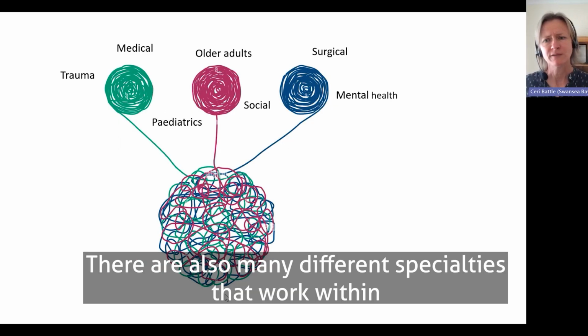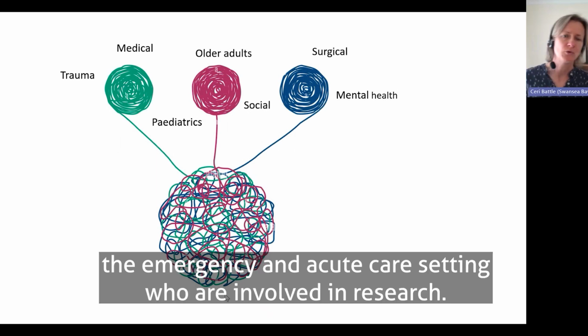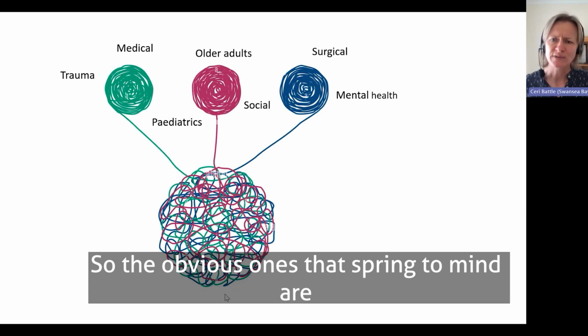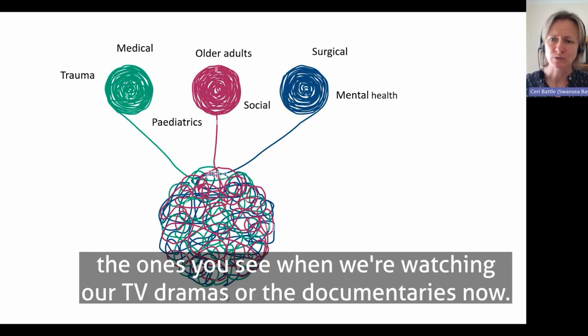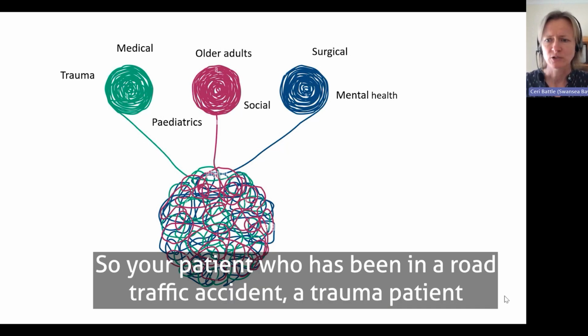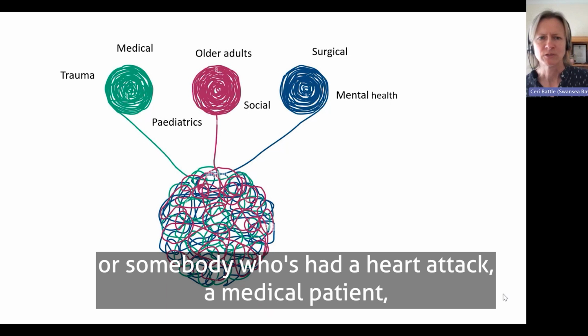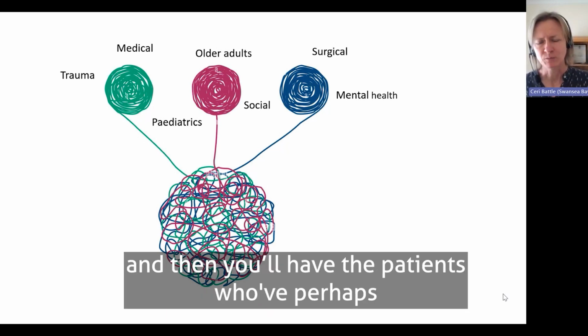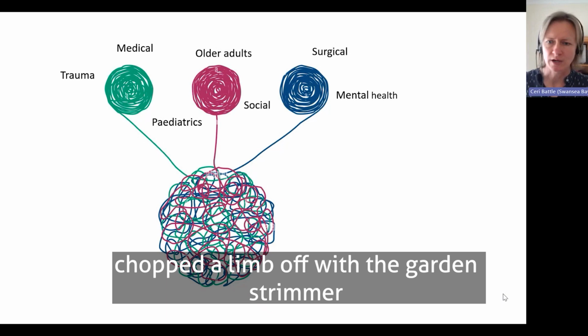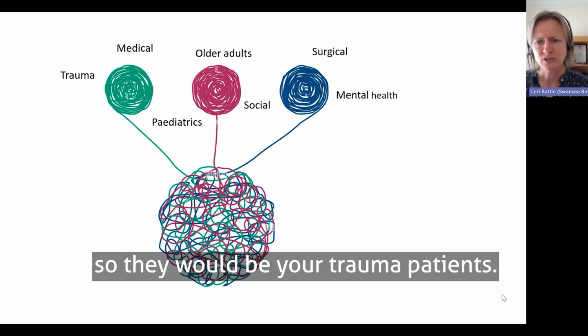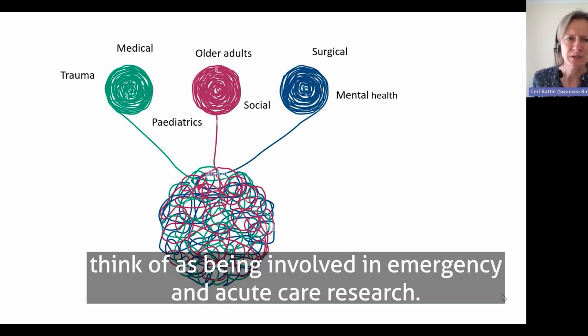There are also many different specialties that work within the emergency and acute care setting who are involved in research. The obvious ones that spring to mind are the ones you see when we're watching our TV dramas or documentaries: your patient who's been in a road traffic accident, a trauma patient, or somebody who's had a heart attack, so your medical patients. And then you'll have the patients who've perhaps chopped a limb off with a garden strimmer, so they would be your trauma patients. They're the ones we routinely think of as being involved in emergency and acute care research.